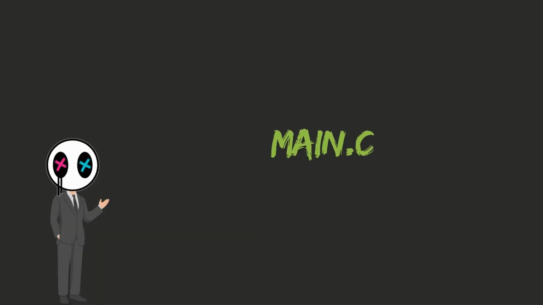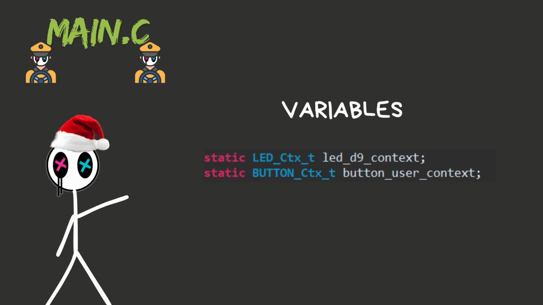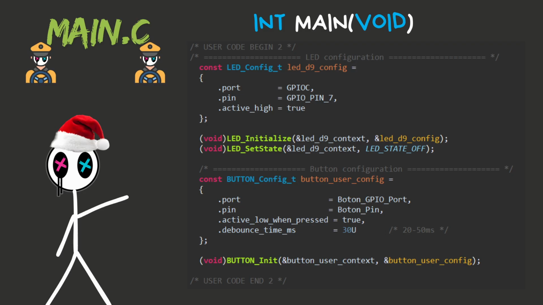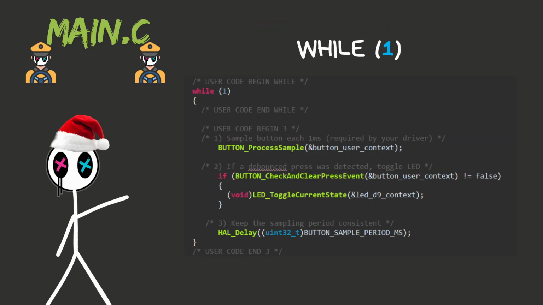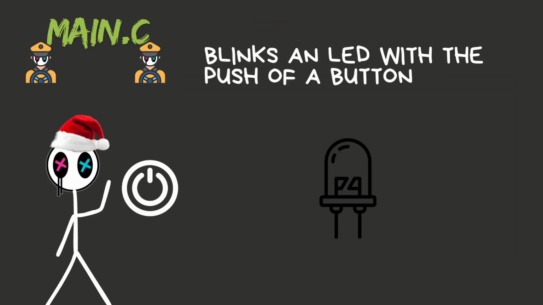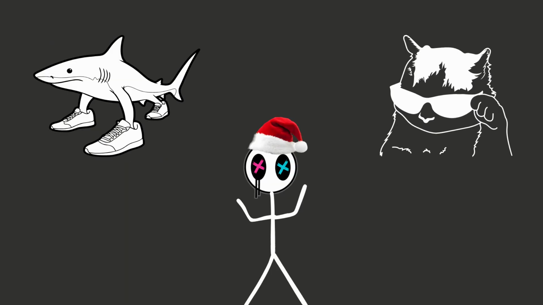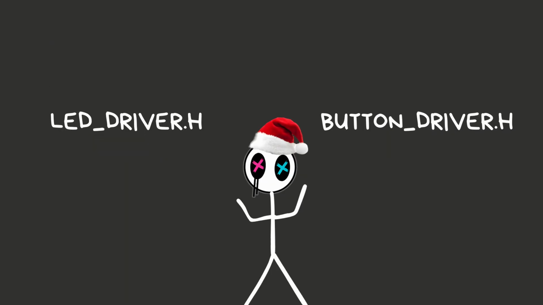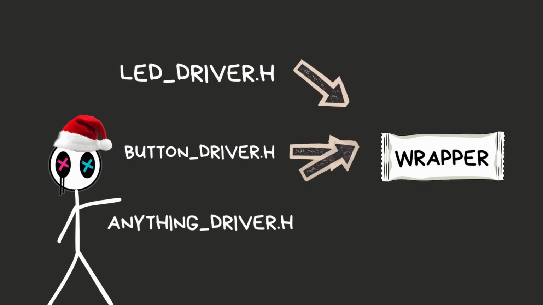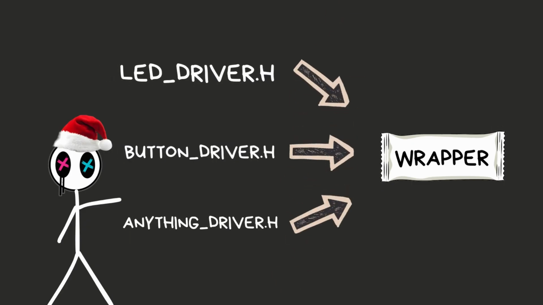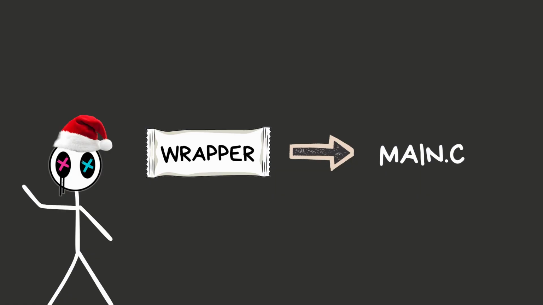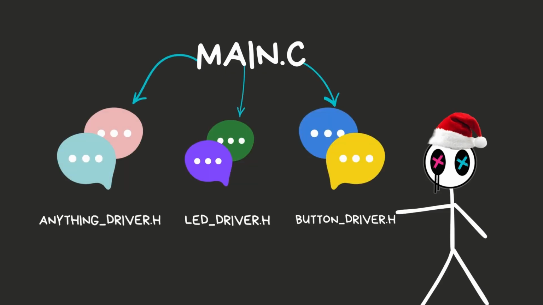Now look at this main.c with drivers. The main.c is short, the logic is readable, you can actually understand what the application does. Instead of fighting with hardware details, your main.c tells a story. And here's the cool part. Once you have drivers, you can go even further. You can keep the logic between drivers inside a wrapper layer, so your main.c becomes even cleaner. At that point, main.c doesn't talk directly to every driver.